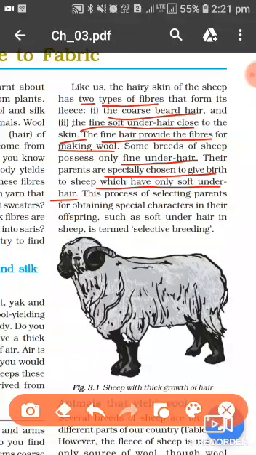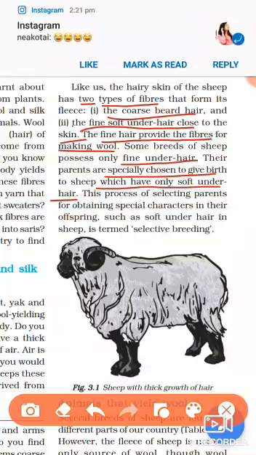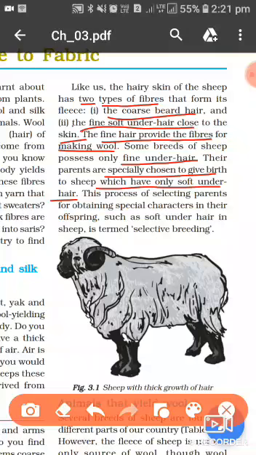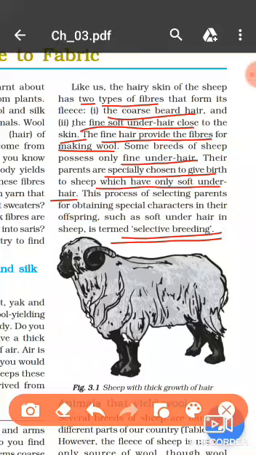This process of selecting the parents for obtaining special characters in their offspring, such as soft underhair in the sheep, is termed selective breeding. So this is another thing that you have to remember: selective breeding is the process where parents are specially selected to give birth to sheep which can give soft hair, soft fibers for making wool.